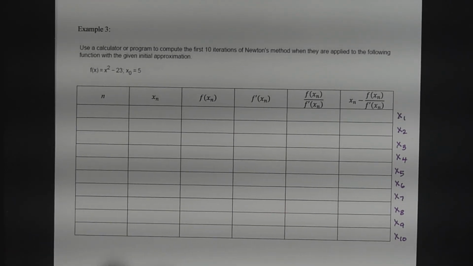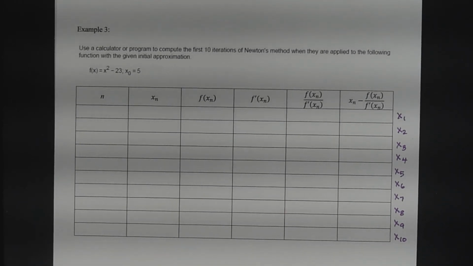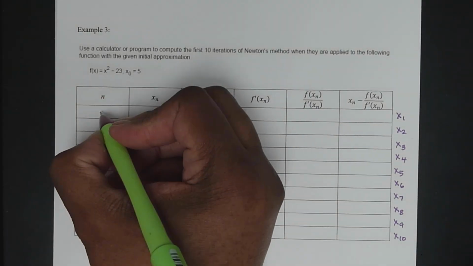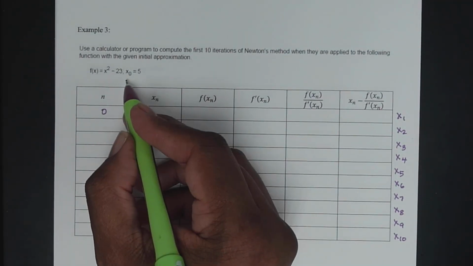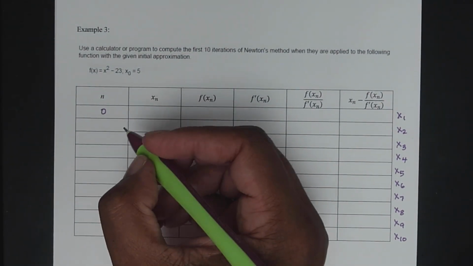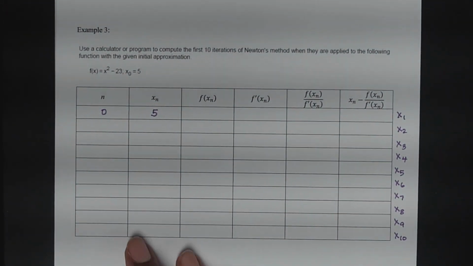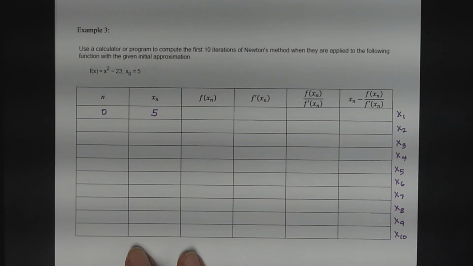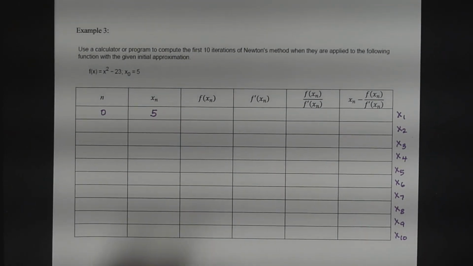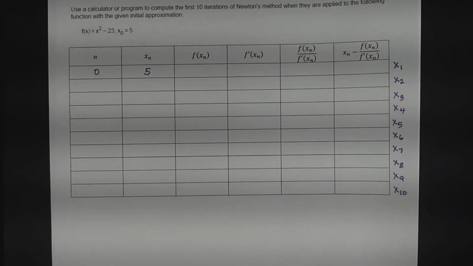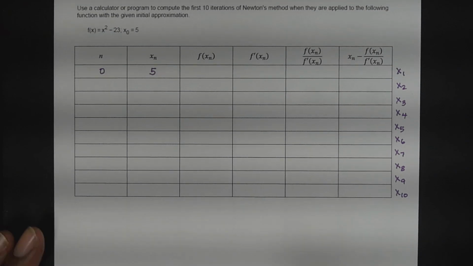And you can see here in this chart I have 10 rows listed. Okay? Our n, we start off with a 0, because that's x of 0. Our x of n, or x of 0, that's going to be 5. So we put the 5 there. All right, so here's how we're going to type this into our graphing calculator. Now I'll put the keystrokes down here at the bottom.